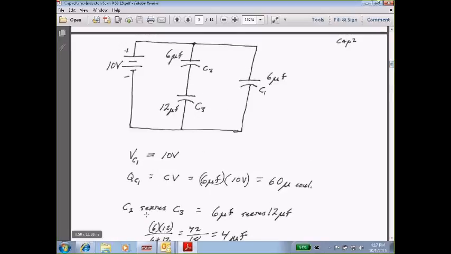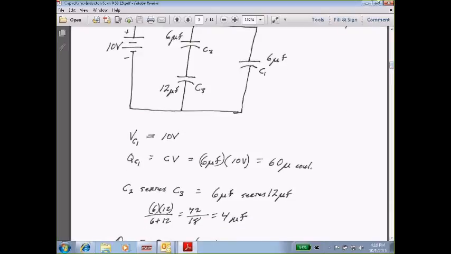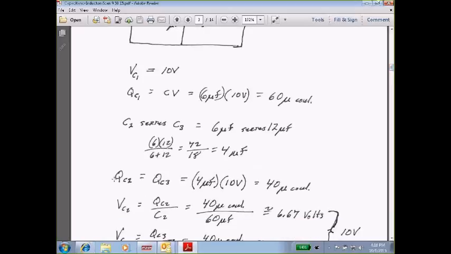Now, if I look at this flag in the middle, I've got 6 microfarads, excuse me, in series with 12. 6 in series with 12. Treat them as if they were resistances in parallel. It's product over sum. 72 over 18 gives me 4. So the equivalent capacitance is 4 right here. Okay, the charge Q for C2 is equal to the charge for C3, which is the capacitance value, the 4 microfarad, times 10 volts, 40 microcoulombs.